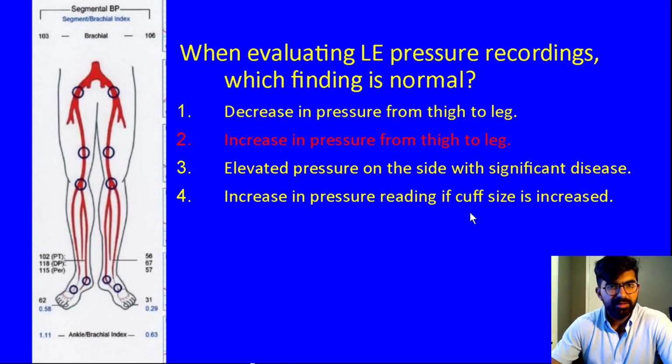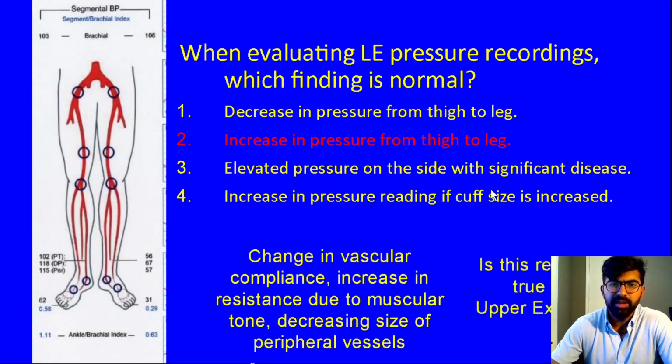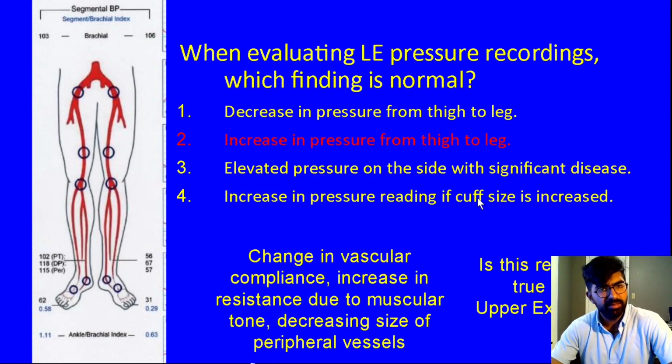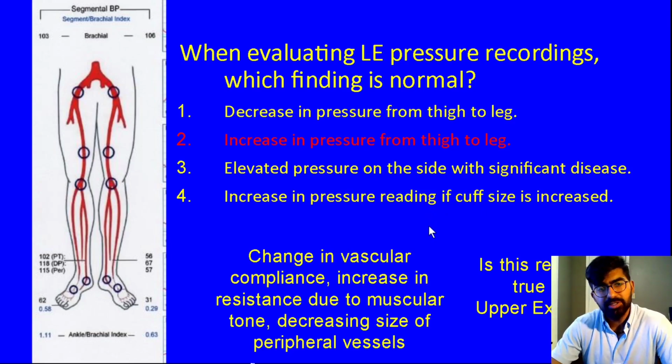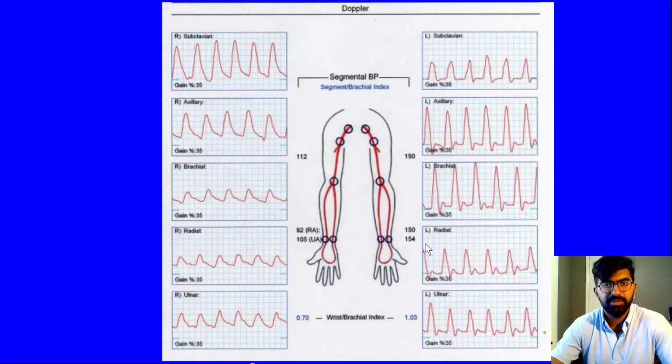And if you picked number 2, then you are 100% correct. That is a normal finding. And why is that? Well, there is change in vascular compliance, which leads to increase in resistance due to muscular tone and the decreasing size of peripheral vessels. Now, is this relationship true for the upper extremity? Let's look.